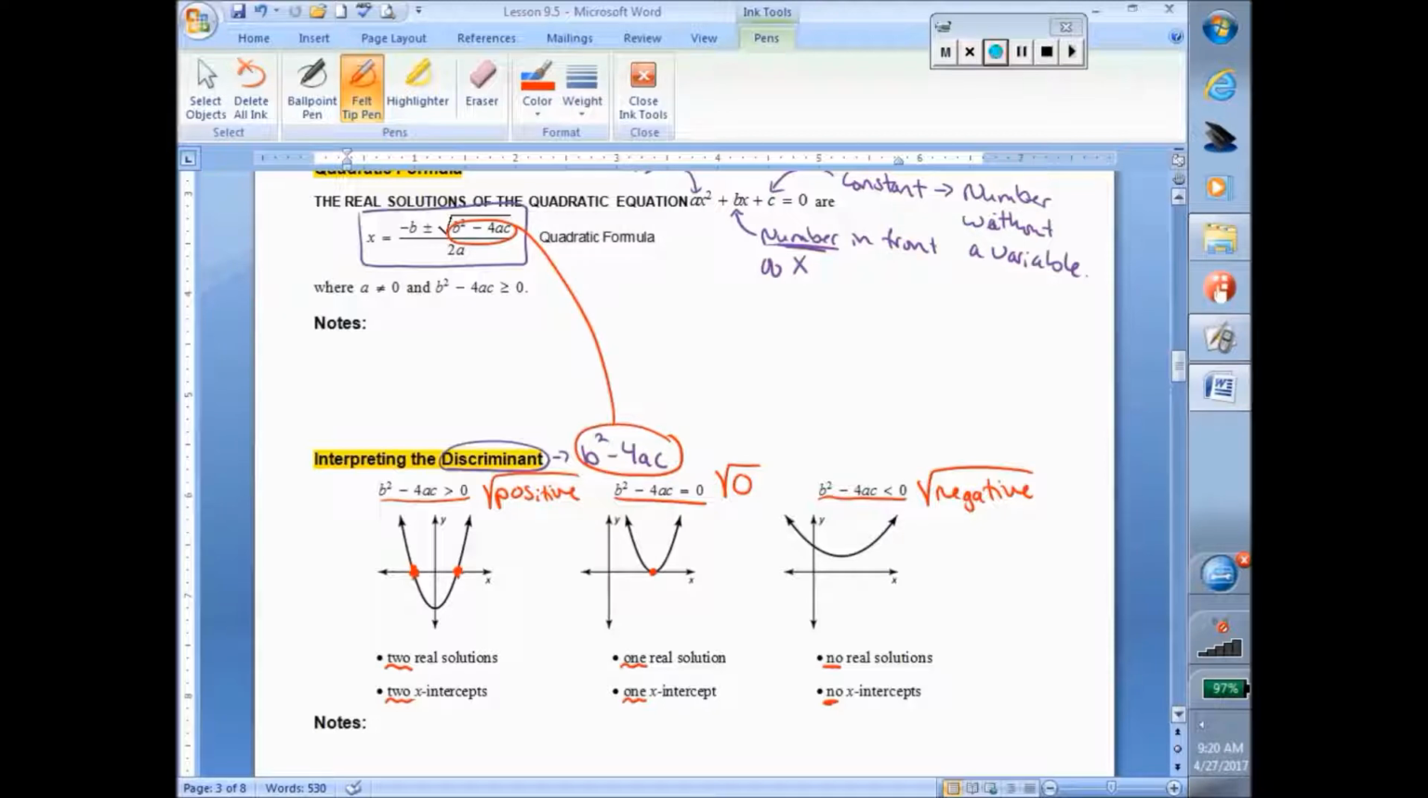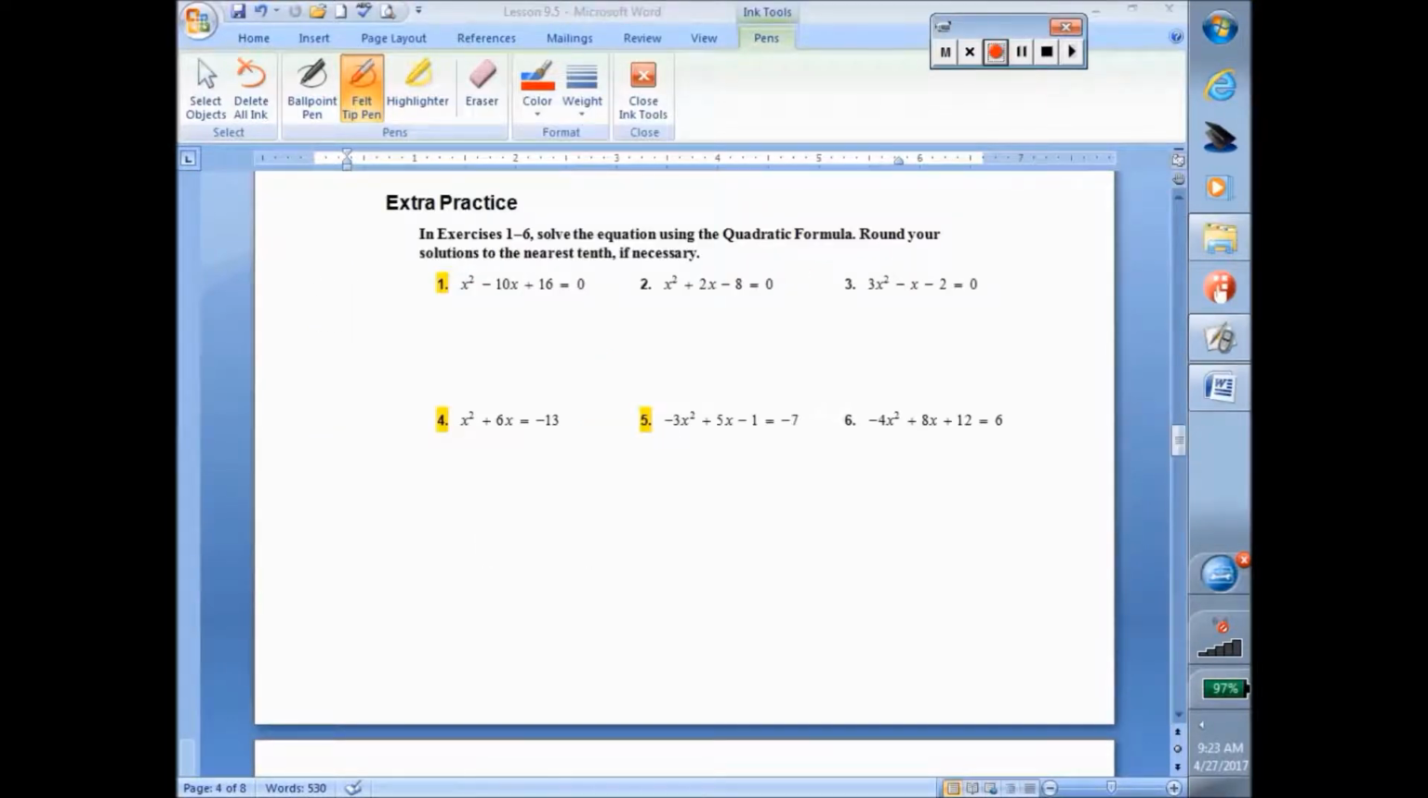So now that we've just introduced the quadratic formula, we've picked out how to get A, B, and C, and we've talked about the three cases that could happen with the discriminant, let's go ahead and try this out. Let's turn to page 299, and let's try out question 1. Question 1 says, solve the equation using the quadratic formula, round your solutions to the nearest tenth if necessary.